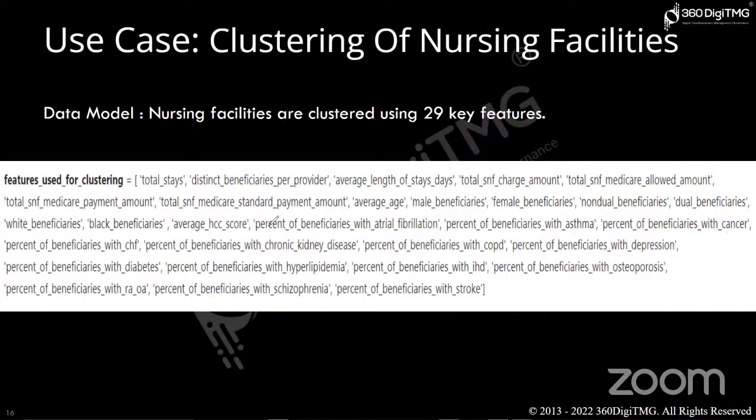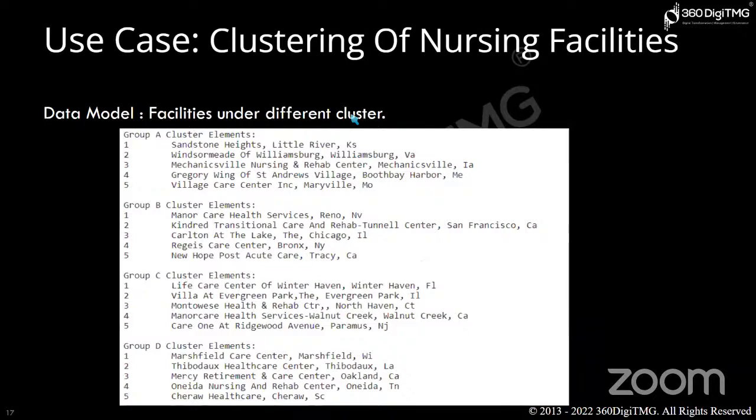In these nursing facilities, these are the beneficiaries, or patients, who are staying, and these are the diseases these patients have. We used K-means clustering and clustered them into 4 different groups. You can see group 1, these are the institutes or nursing facilities we have. And cluster B, these are the various nursing facilities.